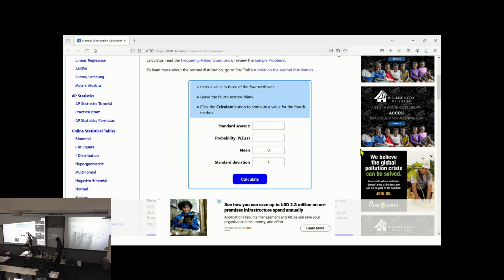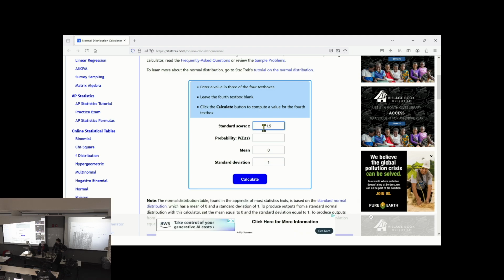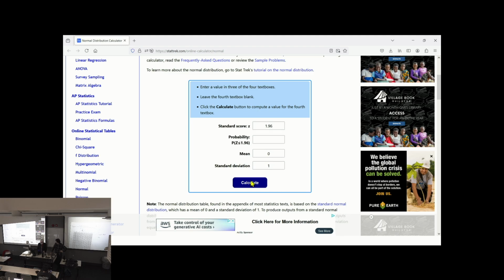Okay, so it comes up automatically with the standard normal distribution. Notice it's got a mean of 0, standard deviation of 1, and maybe you remember that if we had a standard score of 1.96, this is one of the magic numbers you just tend to remember. We leave the probability blank, and we should get 0.975. It did, 0.975.